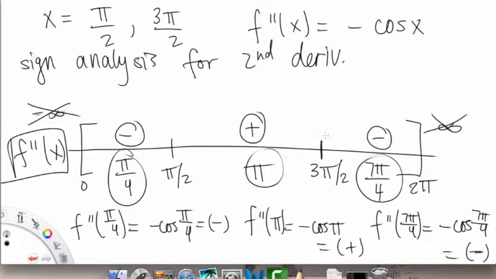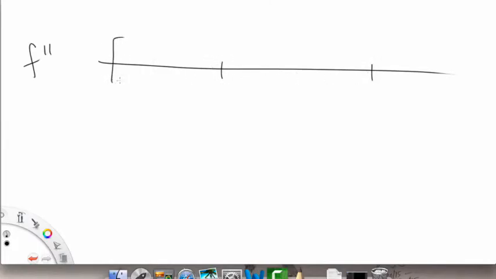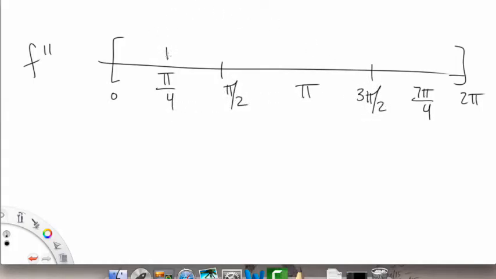Now let's see what's going on here. We have our number line, and I'll redraw it on the next slide in a simpler, less crowded fashion. This is f double prime, our number line, with our endpoints 0 to 2 pi. We tried pi over 4, pi, and 7 pi over 4, and our critical points were pi over 2 and 3 pi over 2. We got a negative first, then a positive in the middle, and then we went back to negative. This is for the second derivative.